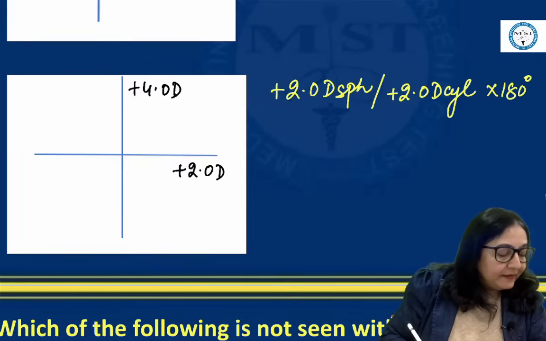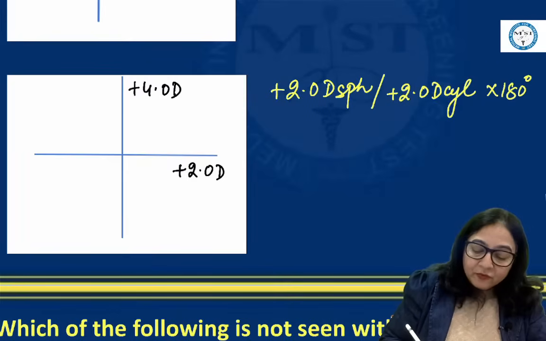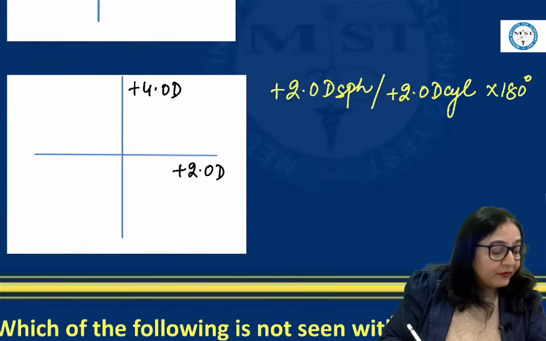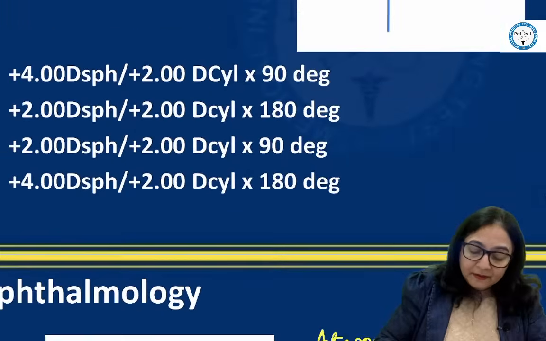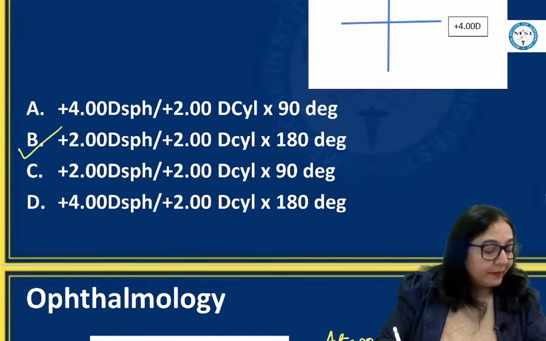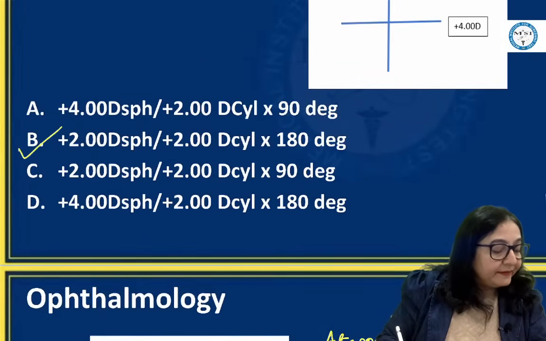Dr. Yasir, just see, it should be +2 and +2 diopter cylindrical. Okay, right? So B is your answer here. B is your answer here. Okay, right? I hope it is clear with you.